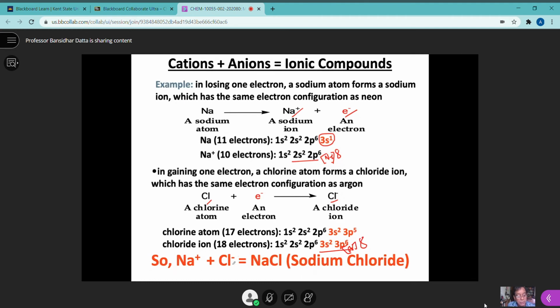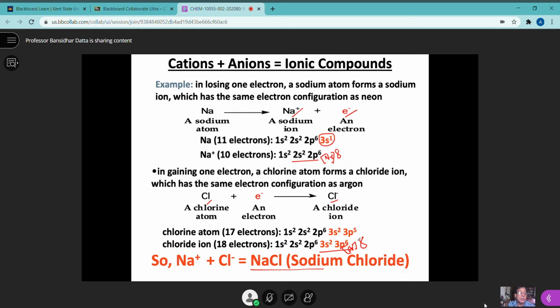And therefore, since sodium lost the electron, chlorine accepted, or gained, that electron. So Na+ and Cl-, now you're making sodium chloride. That's the fundamental basis of making ionic compounds. Now we'll go to a little bit more generalized version, and we'll go into a little more detail on those things.